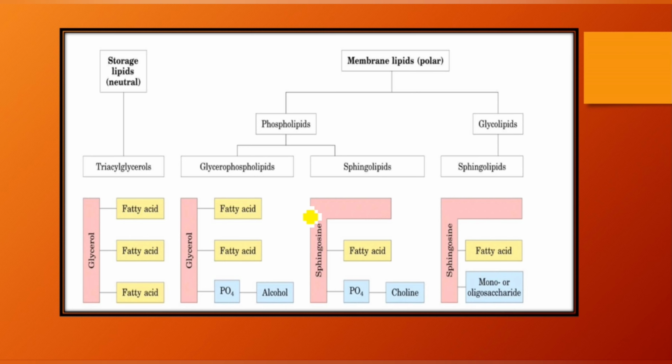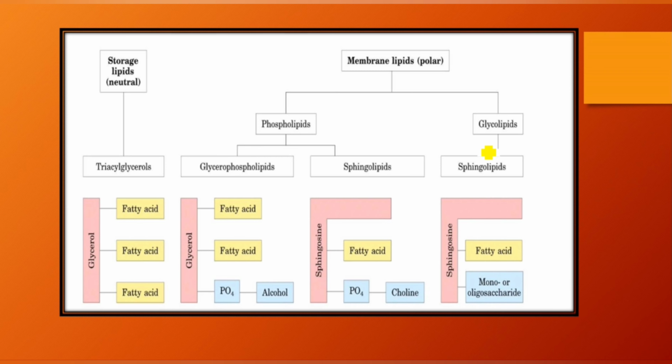Further, in glycerophospholipid, two fatty acid chains are there and a phosphate group to which an alcohol group is attached. In sphingolipids, we have a sphingosine backbone to which a single fatty acid chain is attached. In glycerophospholipid, we can see two fatty acid chains are attached, whereas in sphingosine, there is only a single fatty acid chain and a phosphate group and a choline.